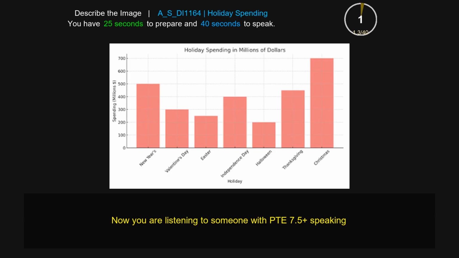The image gives information about holiday spending in millions of dollars. From the picture, we can see there's a lot of numbers and words. The image highlights spending in millions from New Year's, Valentine's Day, and Easter. This picture is so informative, and the highest figure belongs to Christmas, and the lowest figure belongs to Halloween, followed by Easter. To sum up, the picture tells about holiday spending in millions of dollars.